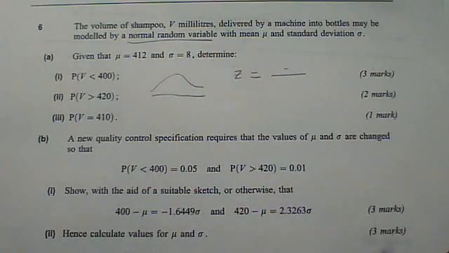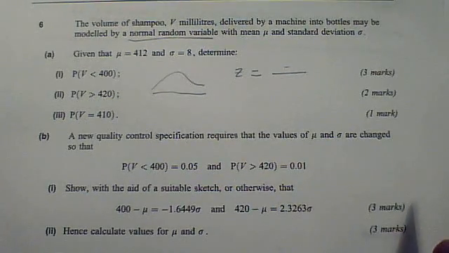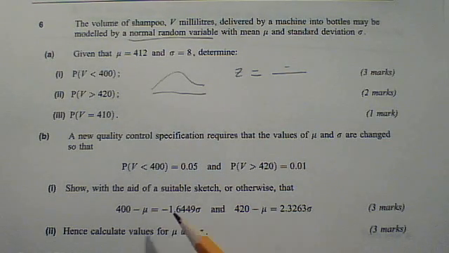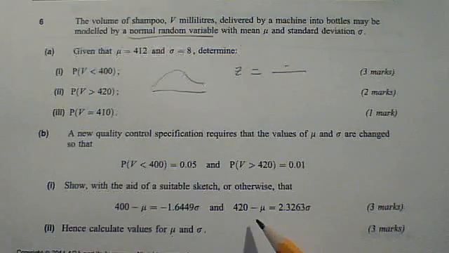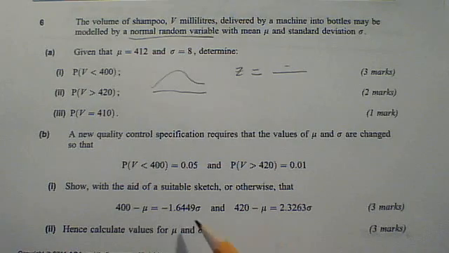In part B, do not be put off, alright? Apart from anything else, part 2 of this, calculating the values for mu and sigma, is simply a matter of solving these simultaneous equations, which you can do either by substitution or by elimination. So solving simultaneous equations will get you 3 of the last 6 marks, even if you don't understand what's going on.